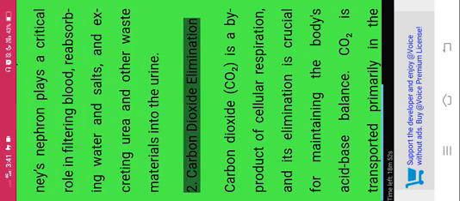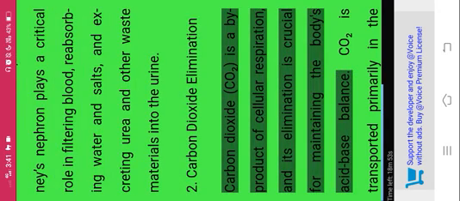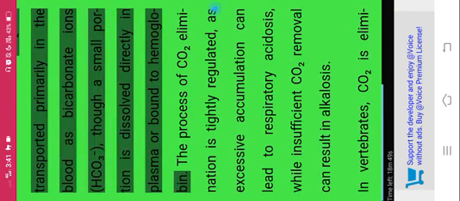2. Carbon dioxide elimination. Carbon dioxide, CO2, is a byproduct of cellular respiration, and its elimination is crucial for maintaining the body's acid-base balance. CO2 is transported primarily in the blood as bicarbonate ions, HCO3-, though a small portion is dissolved directly in plasma or bound to hemoglobin.